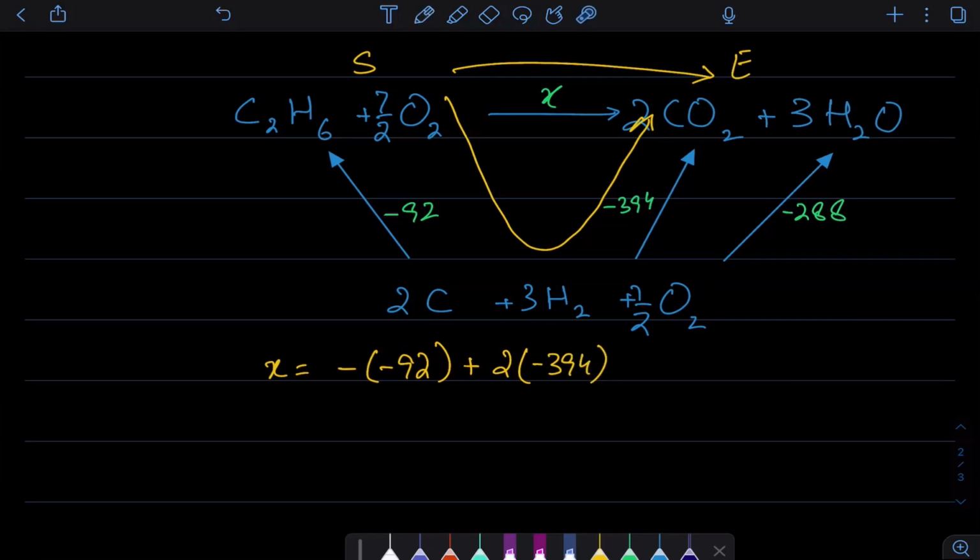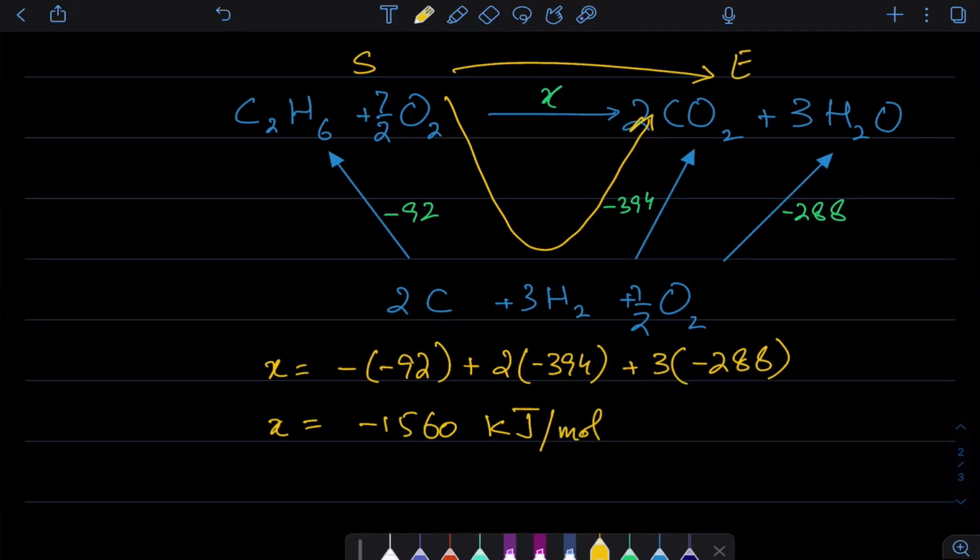Why 2 times? Because I'm getting 2 carbon dioxide and this is for 1 mole. Plus 3 times minus 288 because I'm getting 3 moles of water. So this will give me minus 1560 kilojoules per mole. And that's my answer. Sir, don't you have to multiply minus 92 with 2? Why 2? Because minus 92 is the value for making 1 mole of this. And I have 1 mole of this.